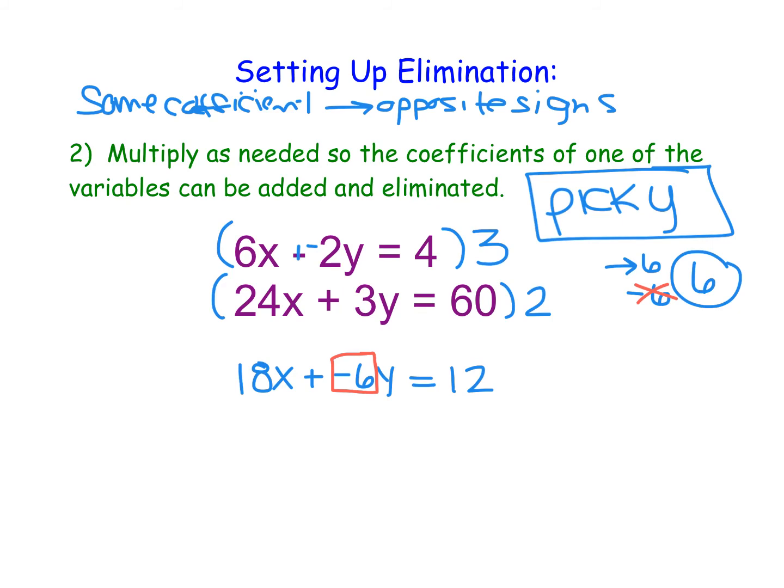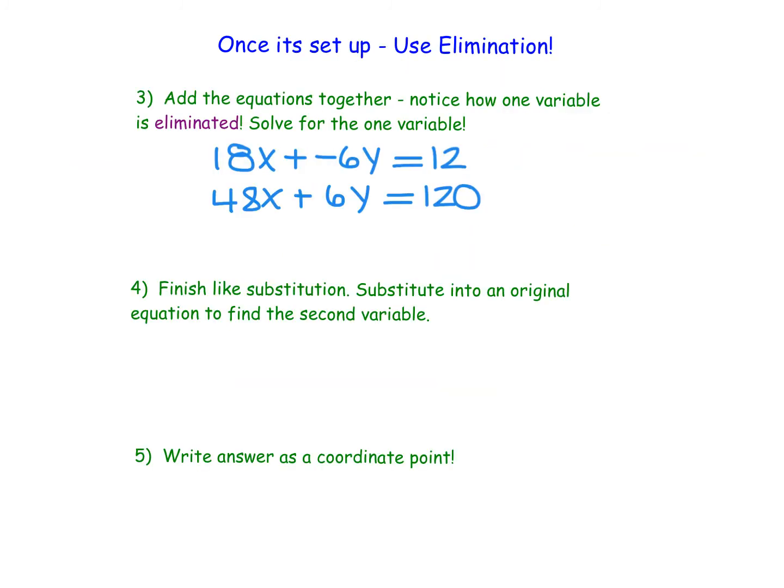So 24x times 2 is 48x, plus 2 times 3y is 6y, is equal to 2 times 60, which is 120. So here I now notice that I have this set up where elimination will work. If I were to add those two equations together, the y's would eliminate. So now from here we can actually apply the elimination method.